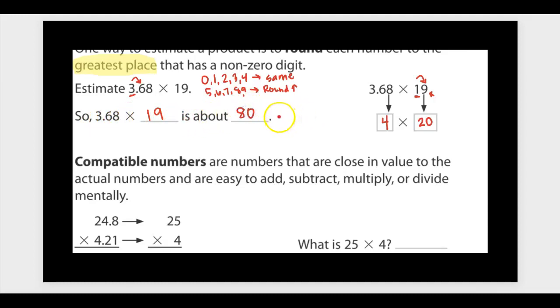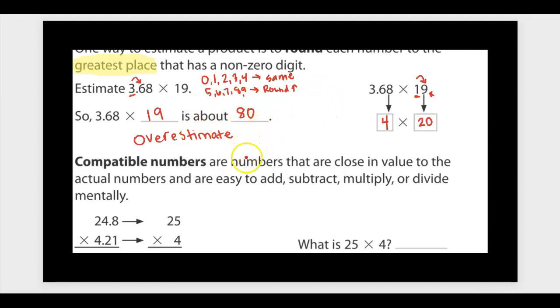Now, keep in mind that we are going to have to discuss if it's an underestimate or an overestimate. Because I rounded up both numbers, this would be considered an overestimate. We overestimated the product. So that means my product might be a little bit smaller than 80.